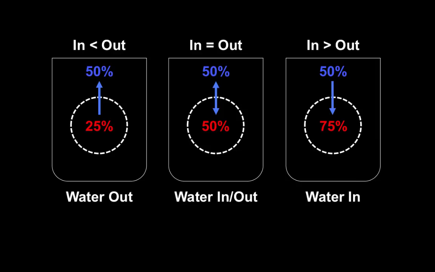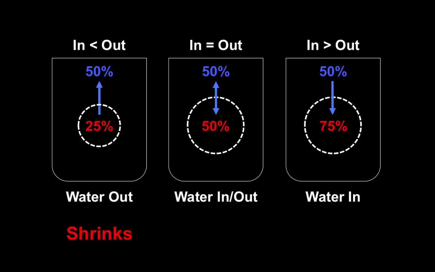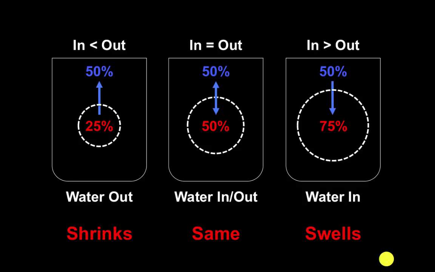So what effect does that have on the cell? Well, if the water moves out, the cell is going to shrink. If the water is moving in and out at the same rate, it's going to stay the same. And if the water is moving in, the cell is going to swell.